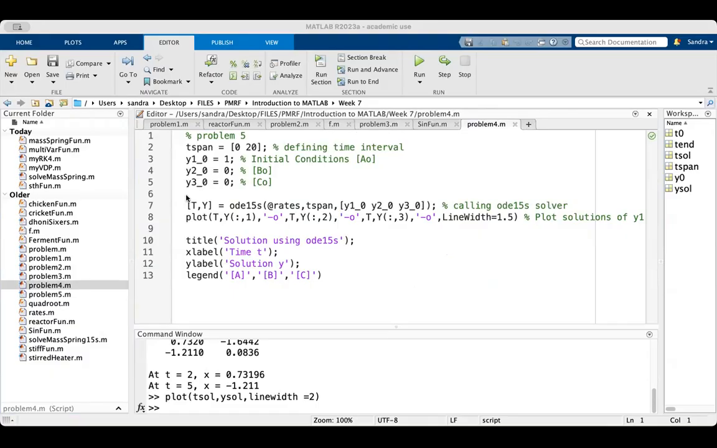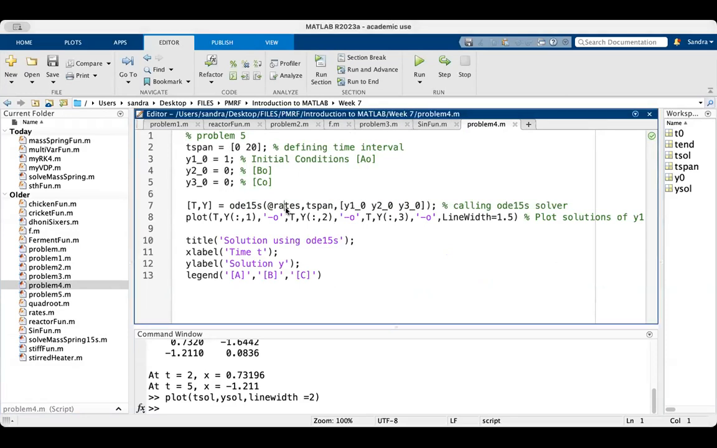As I said earlier, we start with a t-span of 0 to 20. That could be any other time interval also. Initially, I'm taking A0 to be 1 and B and C to be 0, 0. And this is my ode15s. My t-span I'm taking 0, 50, and this is my function rates.